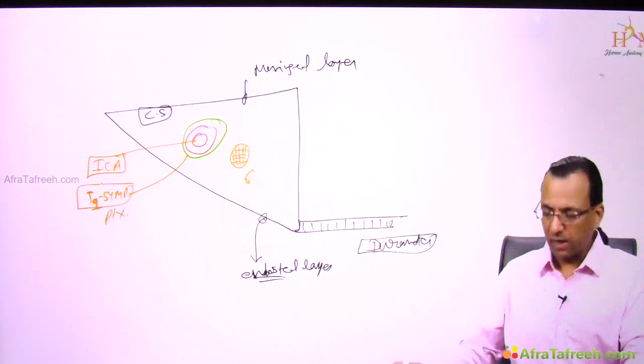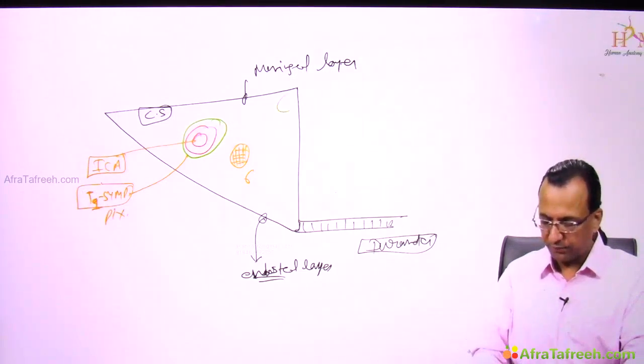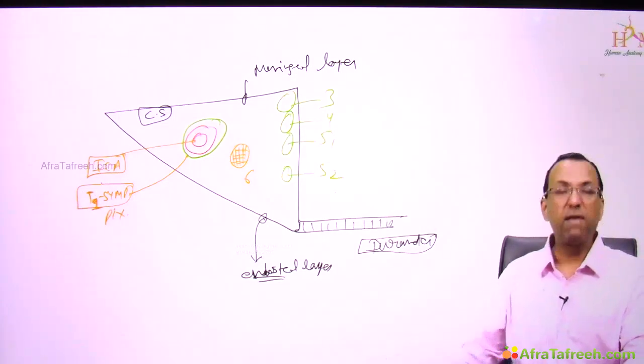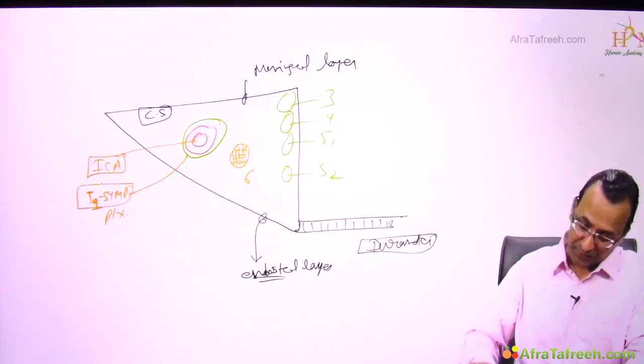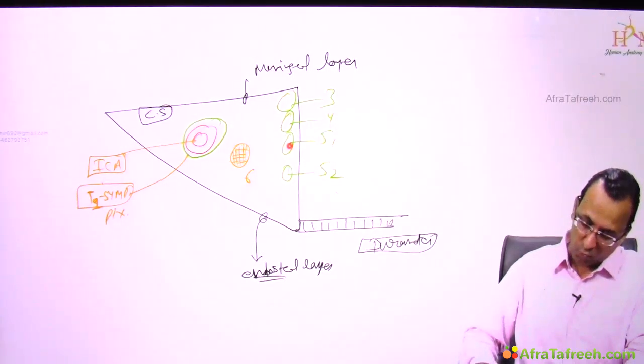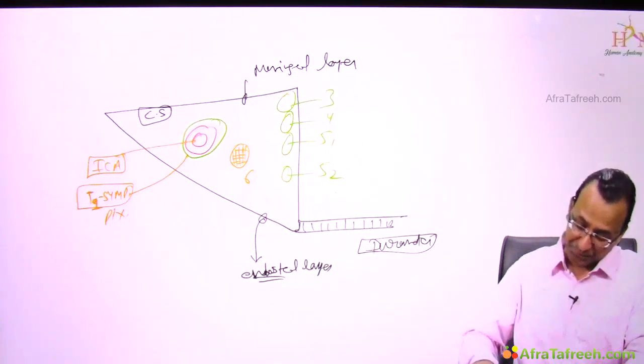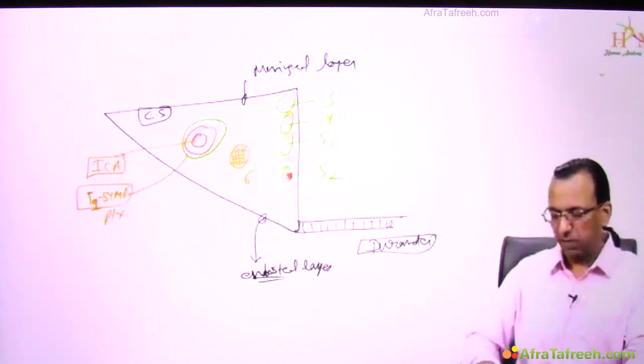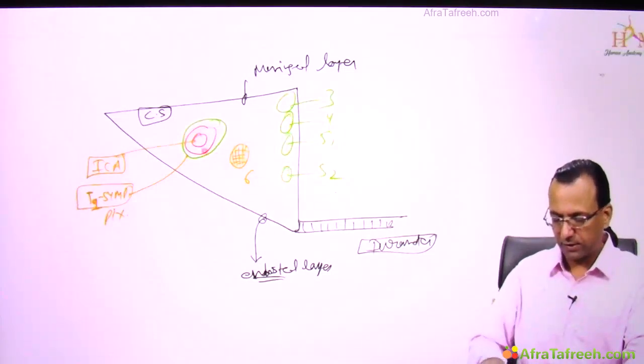And what about the other nerves? Other nerves, if you want, they are here: 3, 4, 5, 1, 2. What is 3? Oculomotor. 4, trochlear, 5, 1 ophthalmic trigeminal, 5, 2 the maxillary trigeminal. Now, these structures at the lateral wall are not direct contents.